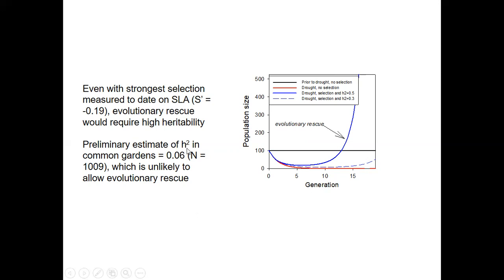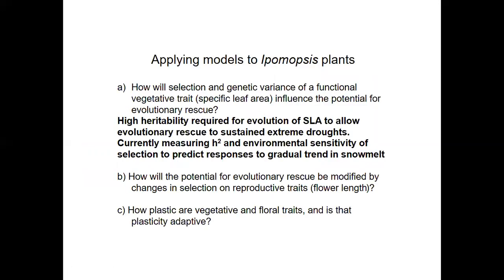Our actual estimate of heritability from our common garden studies is that it's around 6%. So that's really low and unlikely to allow this process of evolutionary rescue. So high heritability would be required for that process of evolutionary rescue. And we're currently elaborating on the models using more gradual trends in snowmelt.